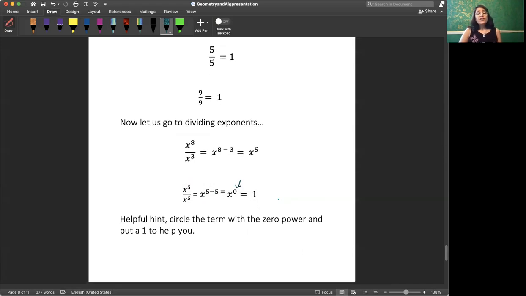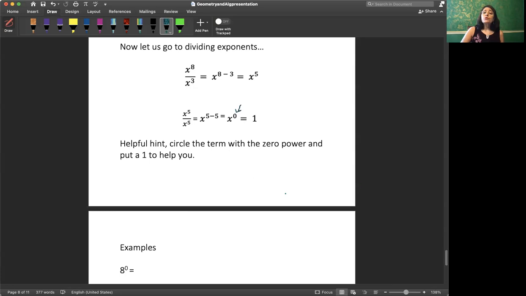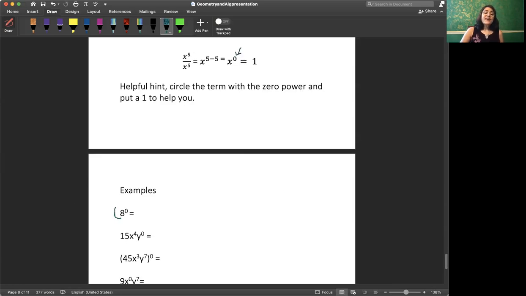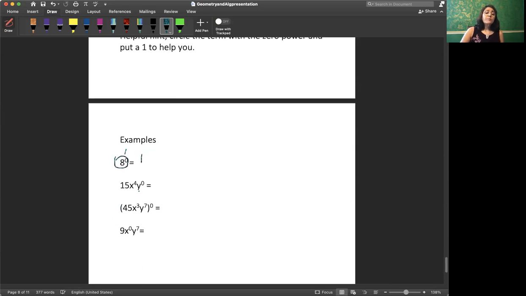So here's a helpful hint. Circle the term with the 0 power and put a 1 to help you. So this one's easy. It's the only one that is to the 0 power, so that does equal 1. But this one, it's only the y that's to the 0 power, so we're going to put a 1. So 15 times x to the 4th times 1 is just 15x to the 4th. And then remember, this whole thing here is to the 0 power, so that is just 1. And then this here, only the x is to the 0 power, so we'll put 1. 9 times 1 times y to the 7 gives you 9y to the 7.